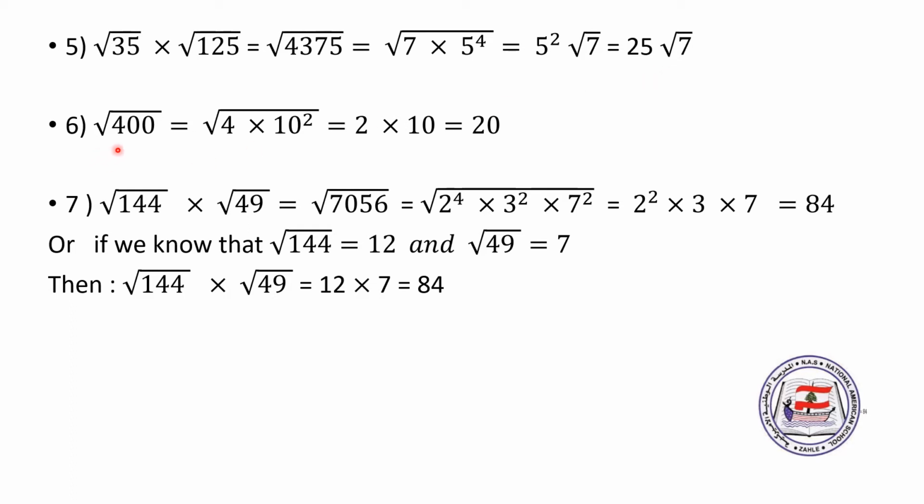And number 6, square root of 400 can be written in the form of radical of 4 times 10 squared. Square root of 4 is 2. Square root of 10 to the power of 2 is 10. So the final answer is 20.